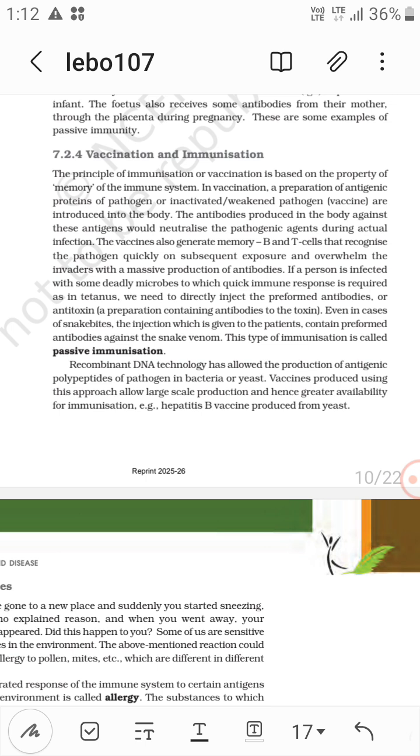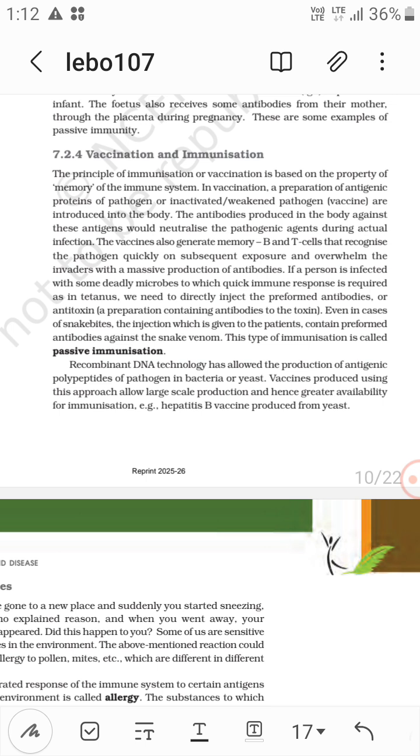The vaccines also generate memory B cells and T cells that recognize the pathogen quickly on subsequent exposure and respond to the invaders with a massive production of antibodies. If a person is infected with some deadly microbes to which a quick immune response is required, as in tetanus, we need to directly inject the preformed antibodies or antitoxin, a preparation containing antibodies to the toxin. Even in cases of snake bite, the injection given to the patient contains preformed antibodies against the snake venom. This type of immunization is called passive immunization.